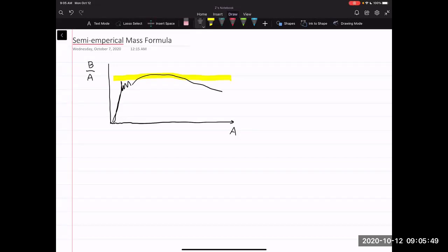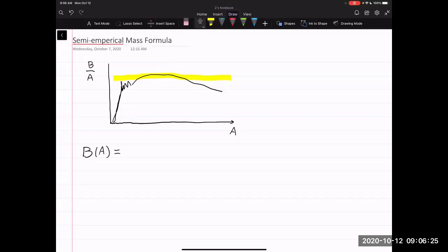The semi-empirical mass formula is a mass formula, but as I mentioned, the mass formula is equivalent to the binding energy. If you know the binding energy, then we know the mass. If you know the mass, we know the binding energy. So we usually write down this empirical formula in terms of B as a function of A. Given a particular mass number A, how do we compute the binding energy? So B is a function of A.